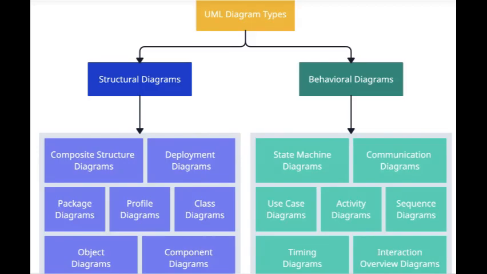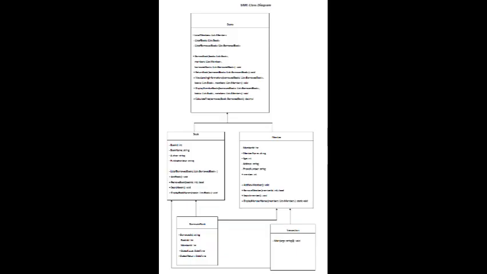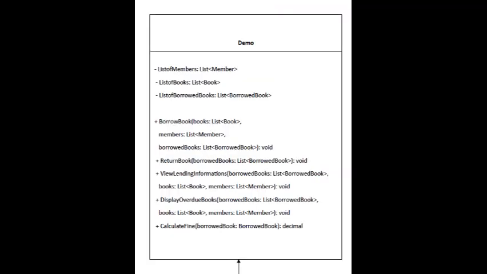There are several UML diagrams, and here I'm using a class diagram. Let's see what's in it. Here, we created 4 classes as book, member, borrowed book, and transaction, under the main class demo. In the demo class there are attributes like list of members, list of books, and list of borrowed books. And there are methods like borrow book, return book, view lending information, display overdue books and calculate fine.